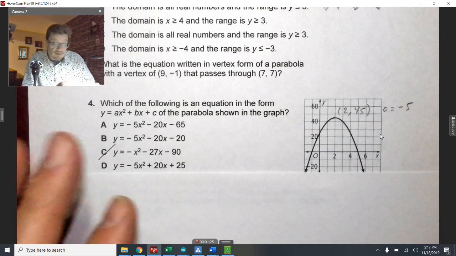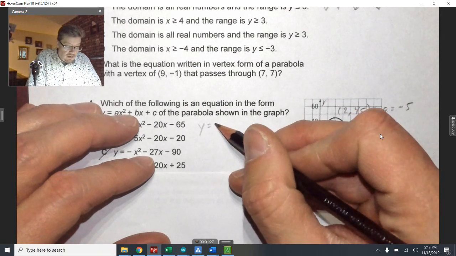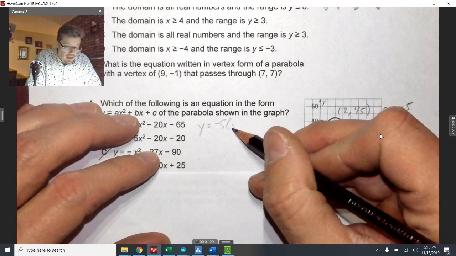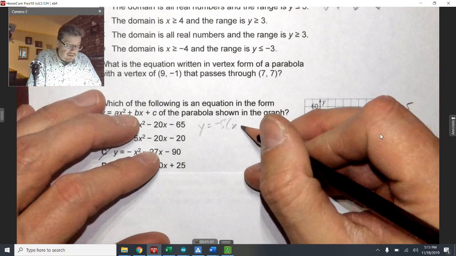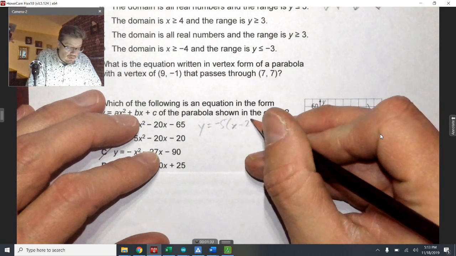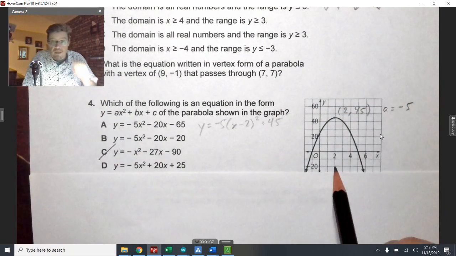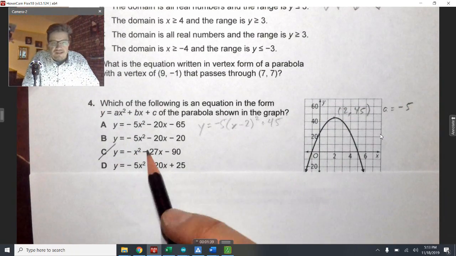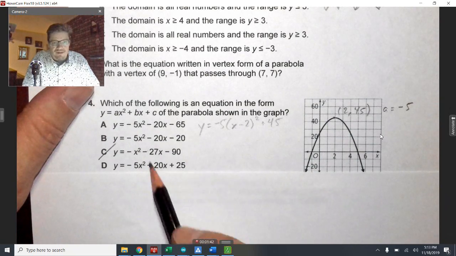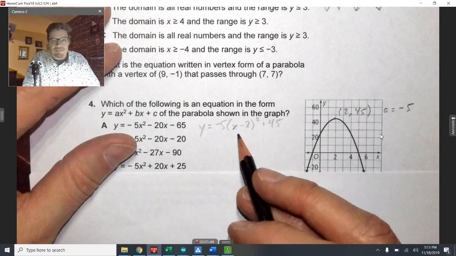So here's what we can do. We're going to go algebraically, negative 5A, which is our A, x minus 2 squared plus 45. All right? So with this, though, this does not match this. So where are all these other numbers coming from? Well, it means that I have to FOIL.